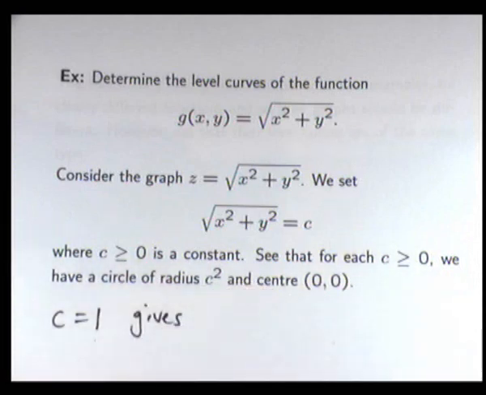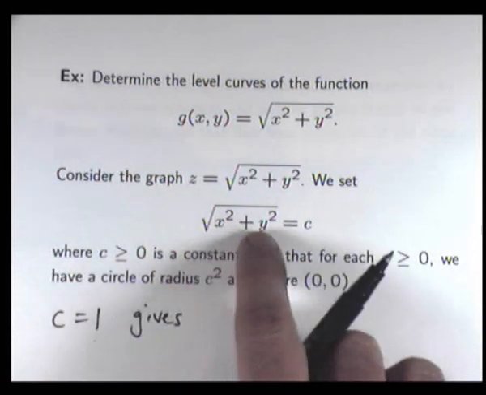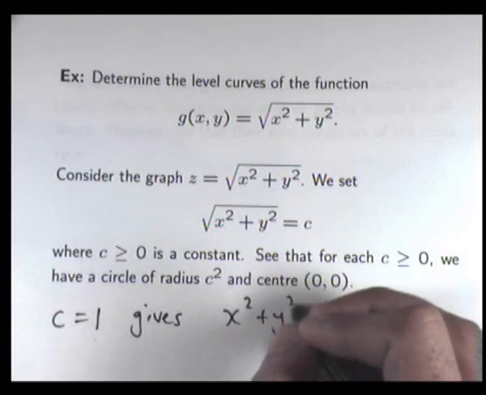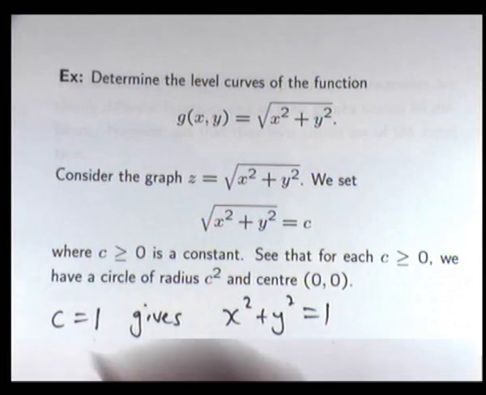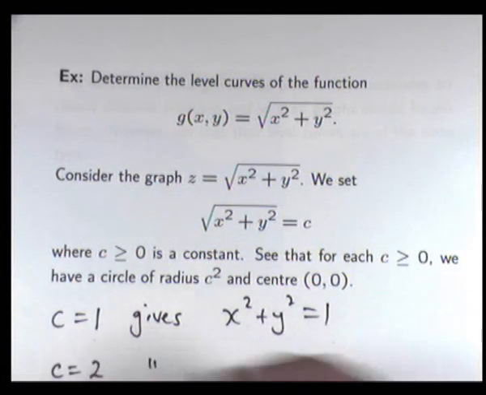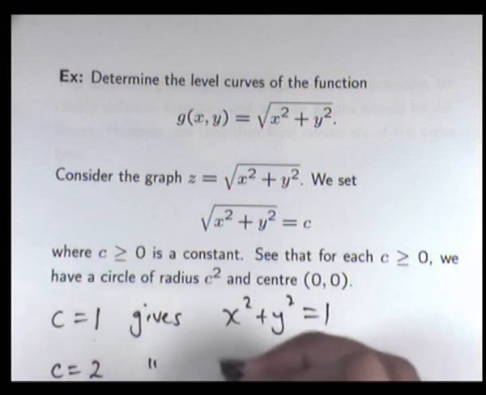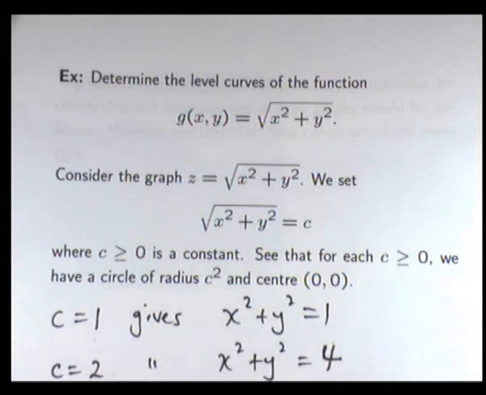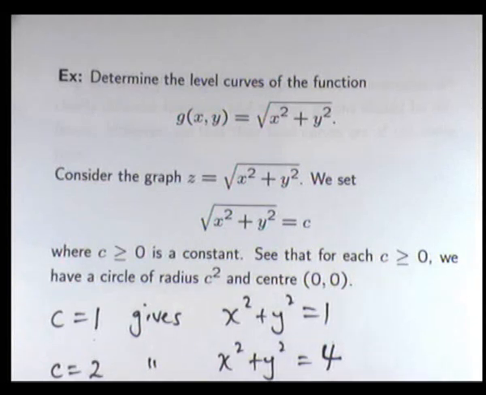I'm just going to choose c equals 1. I'm going to get root x squared plus y squared equals 1. So if I square both sides, I'm going to get a circle again. If I choose c equals 2, rearranging that, I'll get x squared plus y squared equals 4. And c equals 3 gives x squared plus y squared equals 9. So basically I get the same circles that I did before for my level curves.